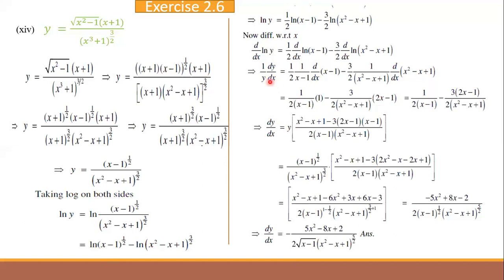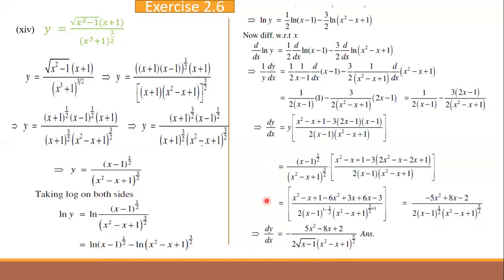Now, the 1 over y in the denominator on the left hand side, when it goes to the numerator, will multiply the whole term. And after taking the LCM, replacing the value of y and simplification, we will get minus 5x square plus 8x minus 2 over 2 into x minus 1 raised to power 1 by 2 into x square minus x plus 1 raised to power 5 by 2, and x minus 1 raised to power 1 by 2 can be written as 2 square root of x minus 1 into x square minus x plus 1 raised to power 5 by 2.